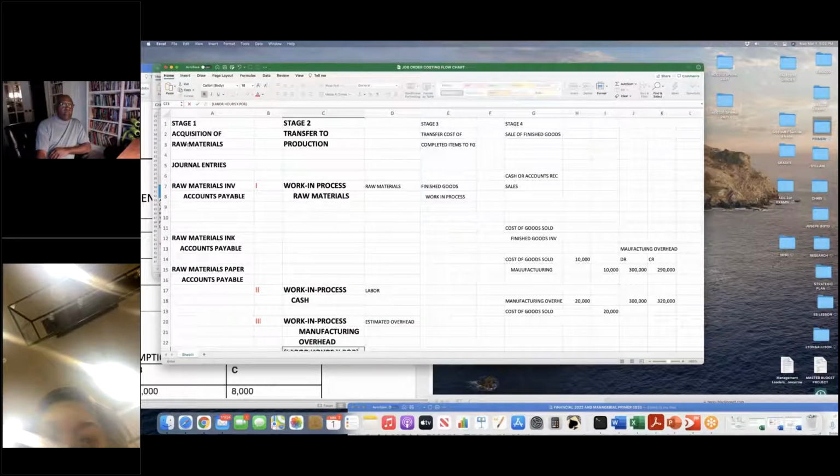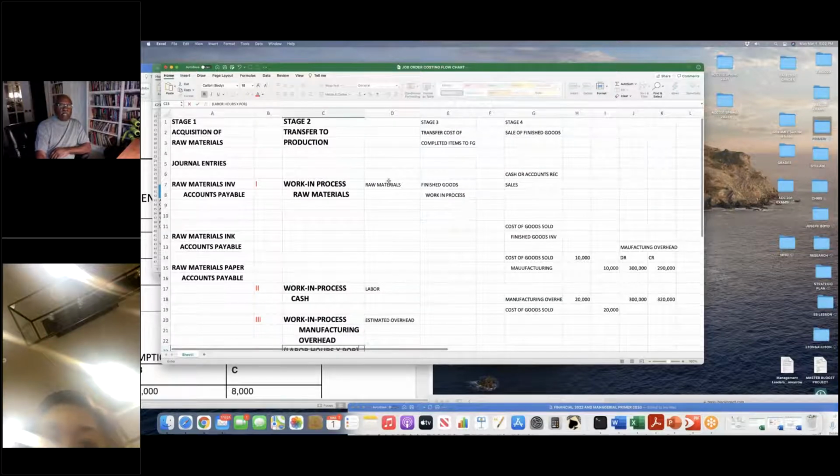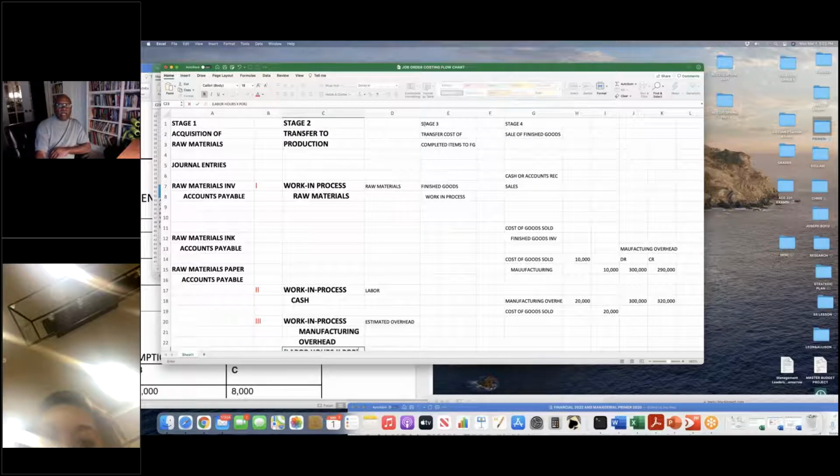Stage 1, we buy the raw materials. Stage 2, we transfer the raw materials, we hire the workers, and we estimate the overhead, and we make the product. Okay. Raw materials, labor, estimated overhead. Then we go on to stage 3.